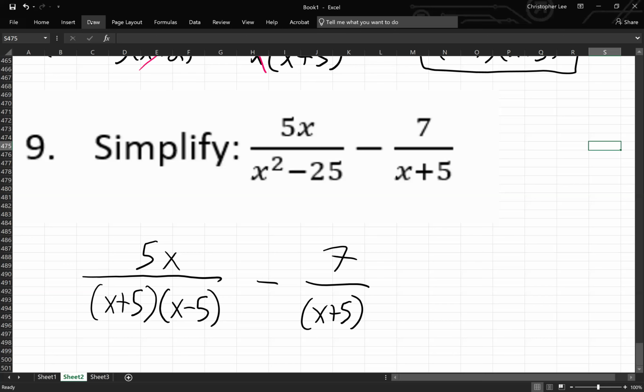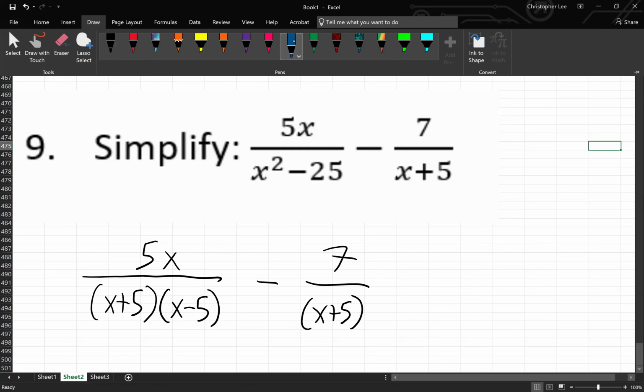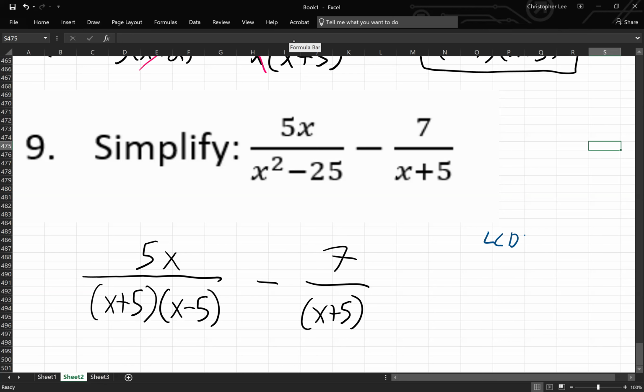So the proper way is we find the LCD first, and our LCD is x plus 5, x minus 5. Now, I want both of these terms to have the same denominator in order for me to subtract them. On the second term, I'm missing the x minus 5, so I'm going to multiply it by that. But what I do to the bottom, I do to the top.